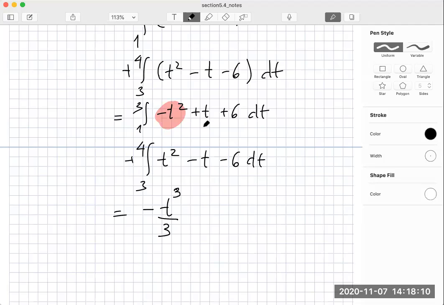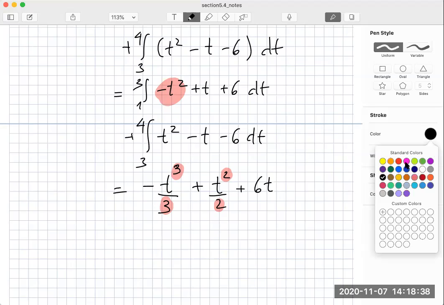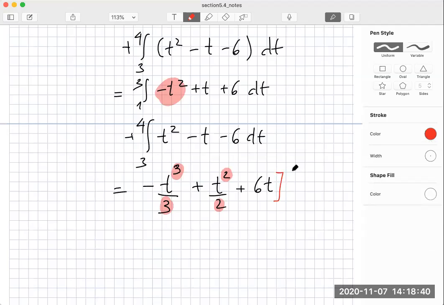What is the antiderivative of t here? That would be t squared over 2, right? Oh, I'm sorry, yes, that's what I meant to say. And 6 here gives us? It would just be 6t. Very good. The first integral we need to evaluate from 1 to 3, right?